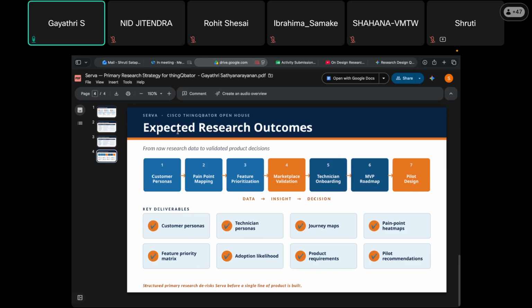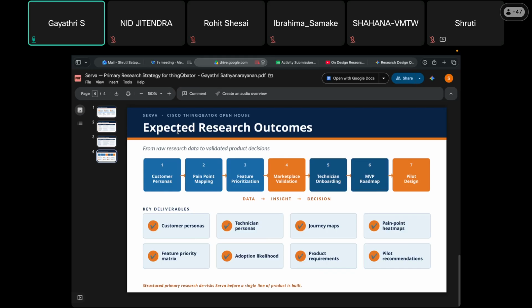So Serva, what we're building, is more than just a repair marketplace or what many people would describe as the Uber for electronics repair or the Urban Company for electronics repair. We are essentially trying to build trust infrastructure for India's repair ecosystem. By extending device life cycles, we help reduce electronic waste while supporting independent technicians through greater visibility, standardized workflows, and most importantly, sustainable livelihoods.